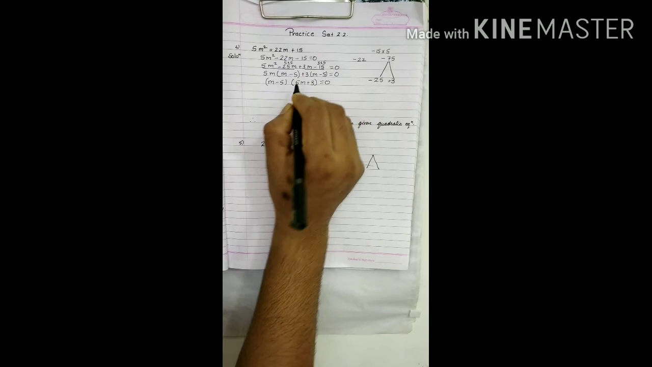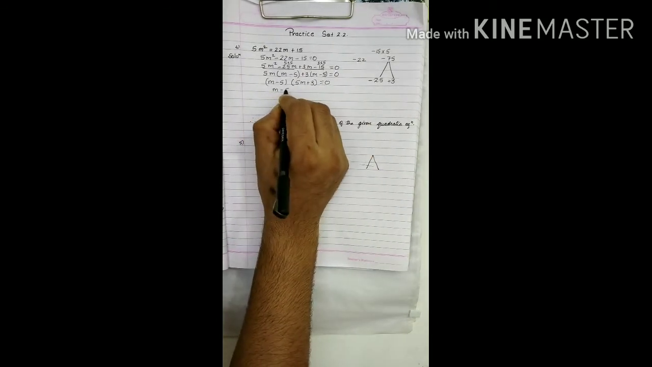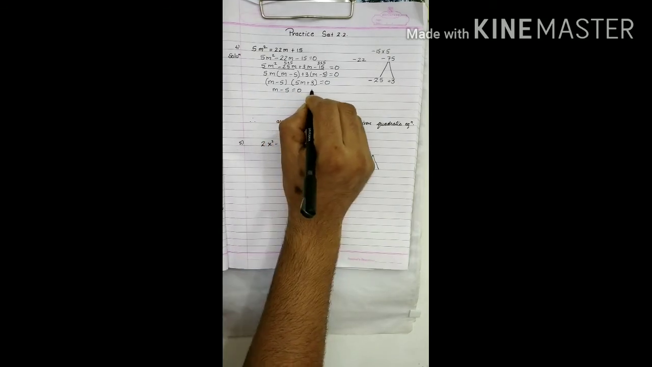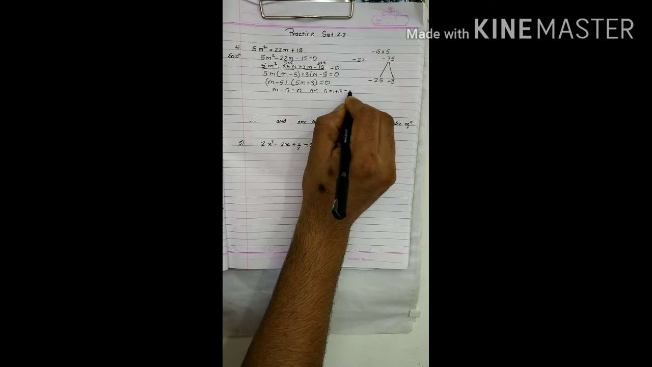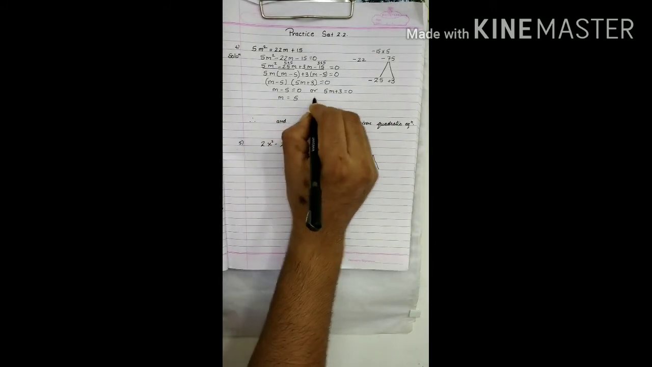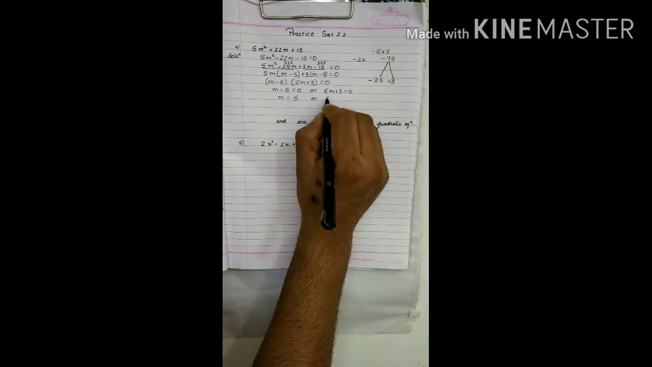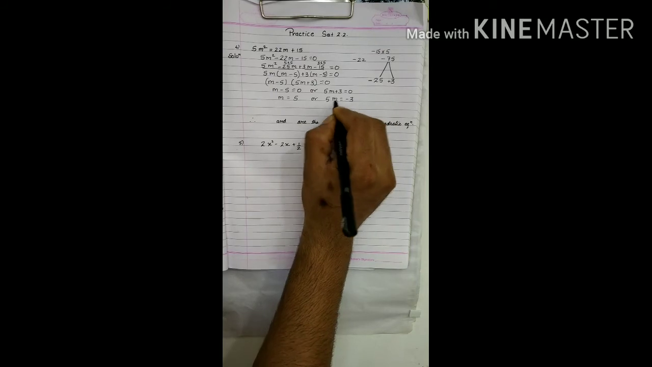Now in this term, we see the multiplication of these two terms is 0. That means either m minus 5 is 0 or 5m plus 3 is 0. Minus 5 goes to that side, it becomes plus 5. Now let us solve this one. Plus 3 is there, I'll change its sign, so it becomes minus 3.